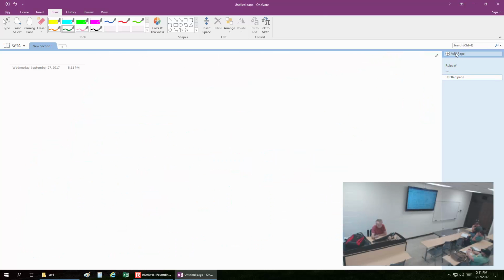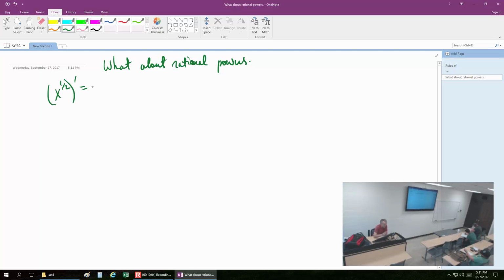The next step would be what about rational powers, such as x to the 1/2? So does the formula still apply? By the power formula, we would have 1/2 x to the 1/2 minus 1. Or, if it is expressed as a power, it will be 1/2 x to the negative 1/2.